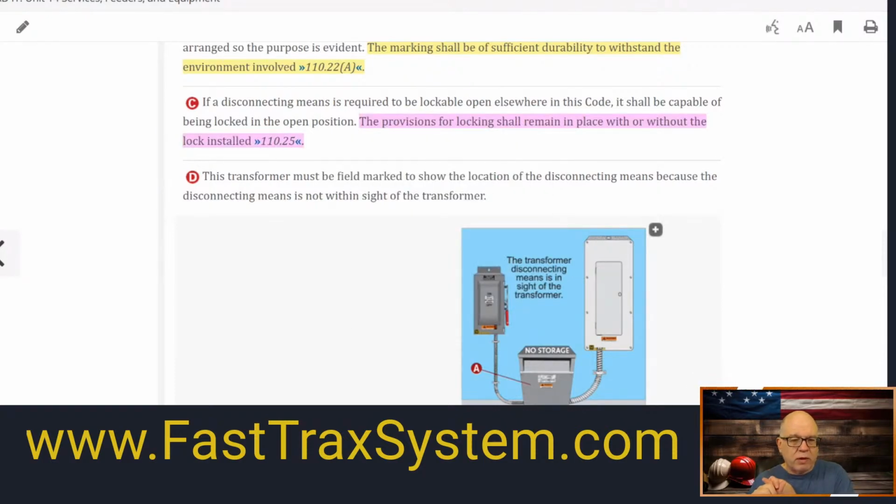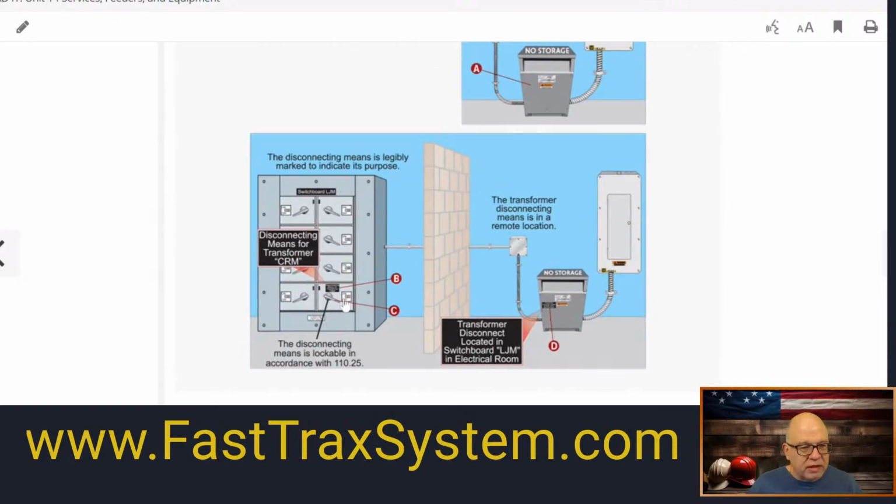So under 110.25, and again, you should stop and go to your code book and look at it. Lockable in the open position needs to stay in place, whether a lock is installed or not. Now, in these, it's pretty easy because usually these have a little setting in a metal loop or a tab. So it doesn't matter whether the lock's there or not. It's not only when a lock's in place. A lot of that gear is already built in.